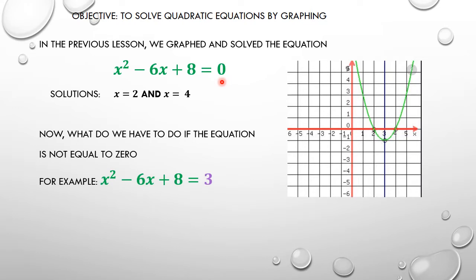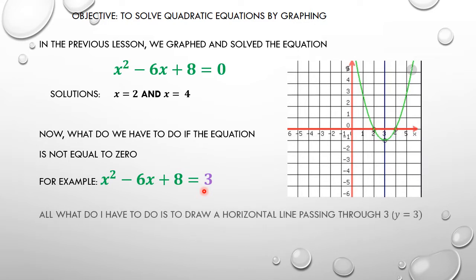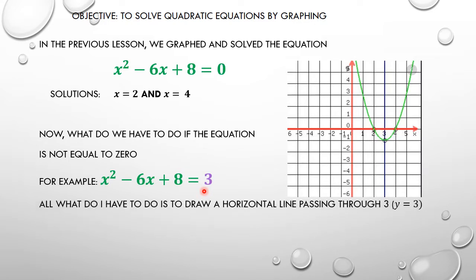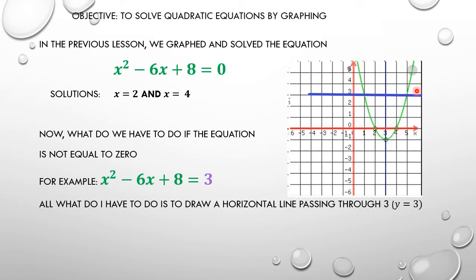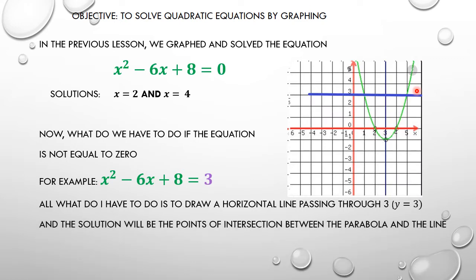For example, instead of the 0, they give you the same equation, x squared minus 6x plus 8, but equal to 3. All I have to do is draw a horizontal line passing through the 3. So I have to graph x squared minus 6x plus 8. I have to get the parabola. And then I have to draw a horizontal straight line passing through the 3. And the solution will be the points of intersection between the parabola and the line.